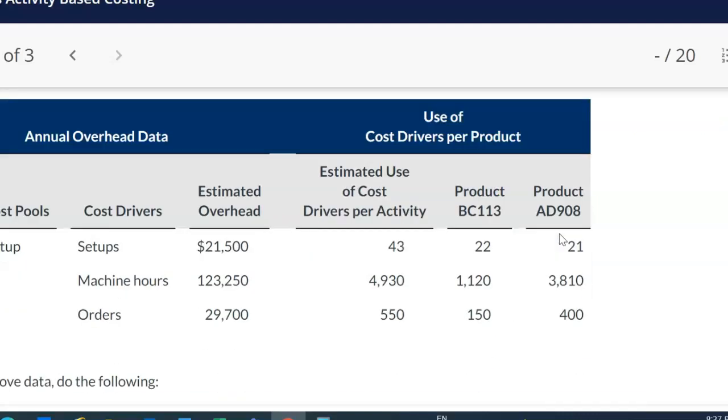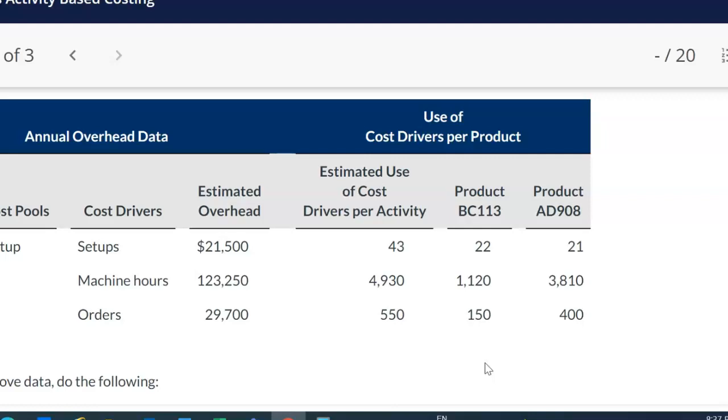All right. On the left, you have the annual overhead data. Now they give it to you. They give you the three pools, machine setup, machining, and packing. They give you the drivers, setups, machine hours, and orders. And they tell you the estimated overhead of machine setup, 21,500. Of machining, 123,250, packing, 29,700. On the right-hand side, they're telling you now the estimated use. Now notice that 22 is for product BC113 and 21 is for AD908.